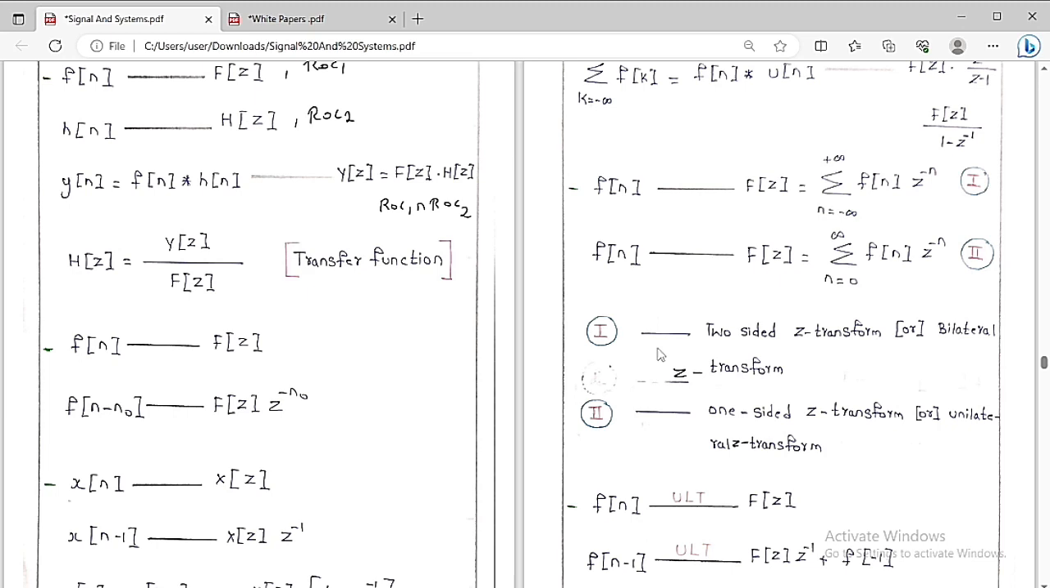Whereas in equation 2, we are going to consider the signal only from one side, only from n equal to 0 to infinity, only one side. So that is the reason it is called the one-sided z transform.